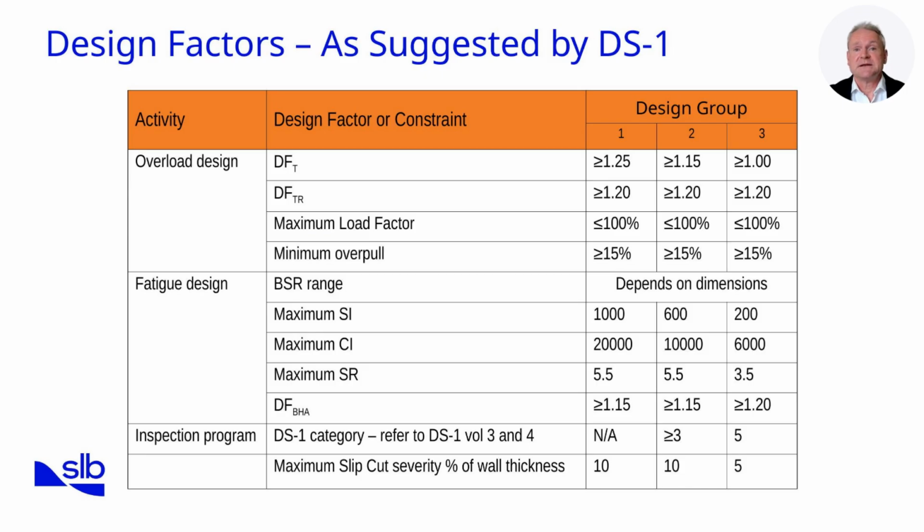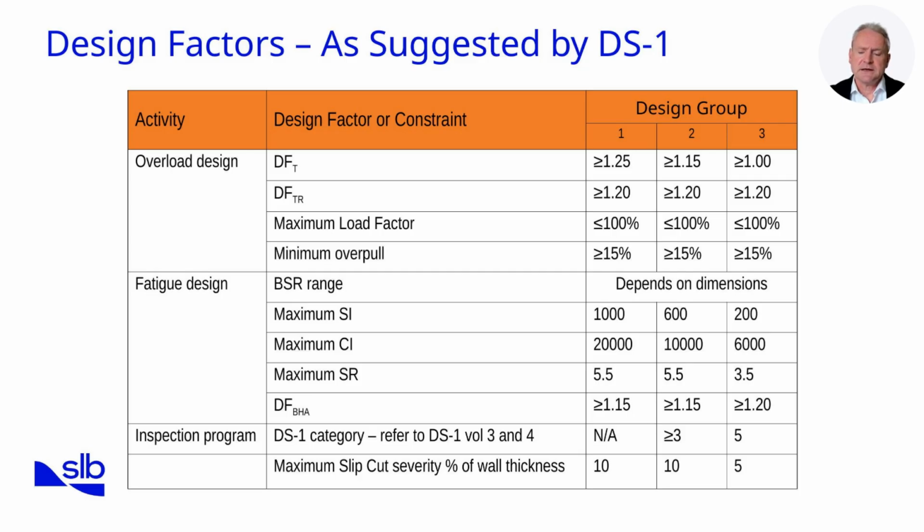This table presents the design factors and constraints recommended by DS1, broken down by design group. It ties together overload design, fatigue design, and inspection requirements, showing how conservative we need to be depending on whether we are in Group 1, 2, or 3. Starting with overload design, we identified two key design factors, DFT, which encompasses tension, and DFTR, which encompasses torsion.